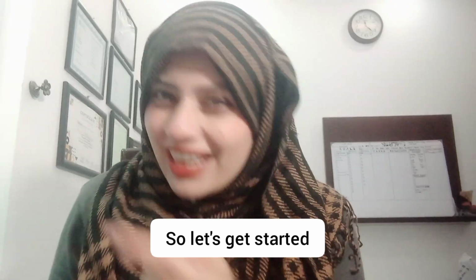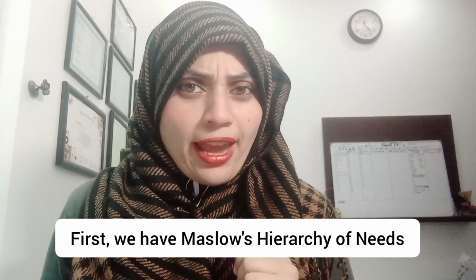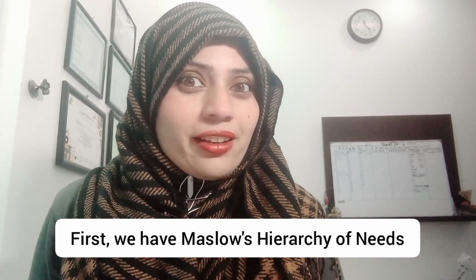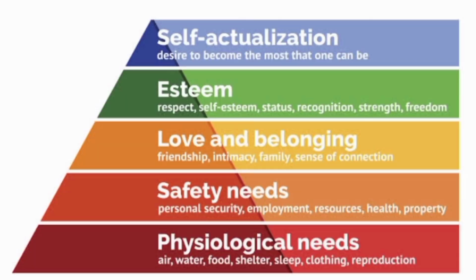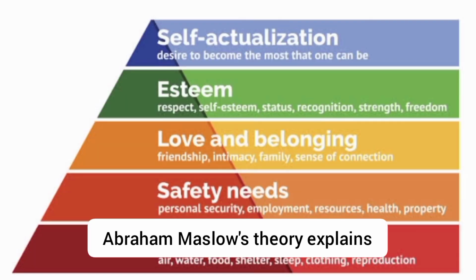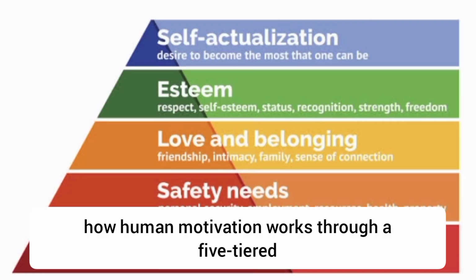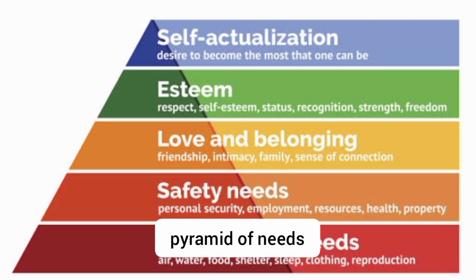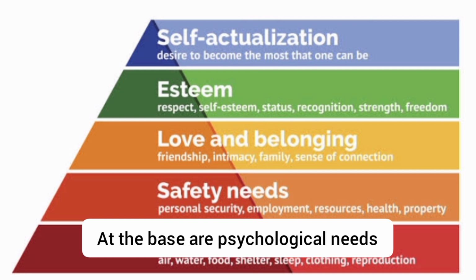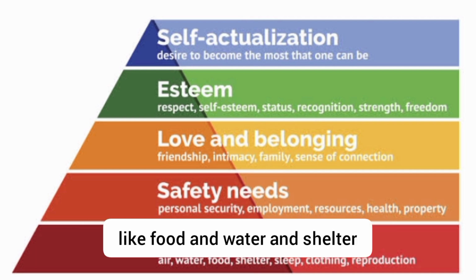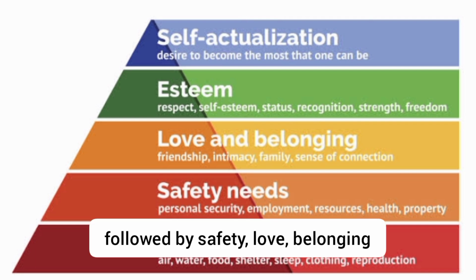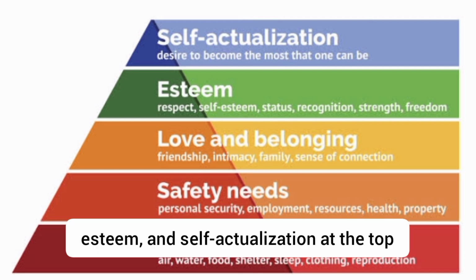So let's get started. First, we have Maslow's hierarchy of needs. Abraham Maslow's theory explains how human motivation works through a five-tier pyramid of needs. At the base are physiological needs like food and water and shelter, followed by safety, love, belonging, esteem, and self-actualization at the top.